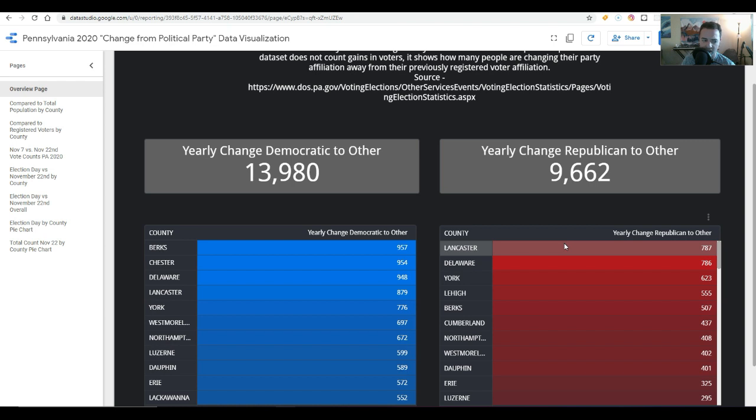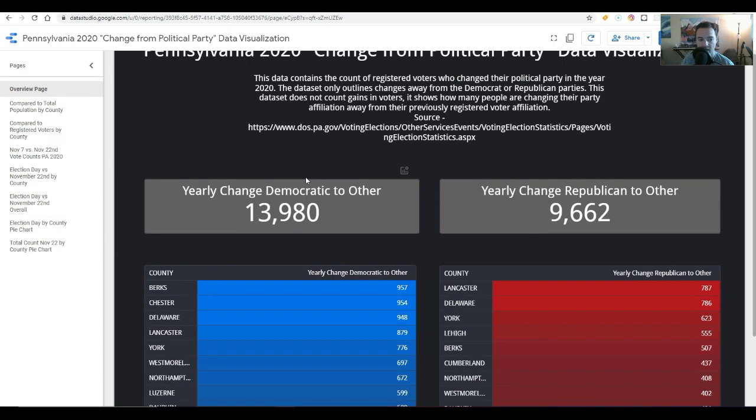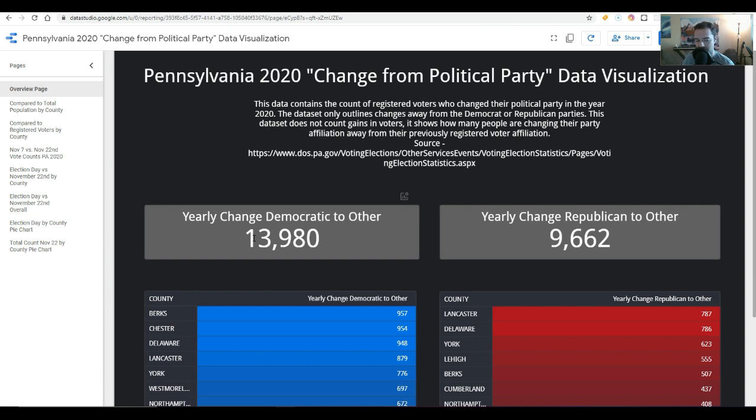So you can see the parties that had the highest change. You can see Lancaster County in Pennsylvania had a high change away from party for Democrats and Republicans, and Delaware County was also up there too. There are a couple of other pieces of data that are really interesting to compare this against, like total registered voters and total population. I got those data points as well, and I'll show you in these side tabs what I did. Over Pennsylvania as a whole in 2020, the yearly change away from the Democratic Party was 13,980, and the yearly change away from the Republican Party was 9,662.